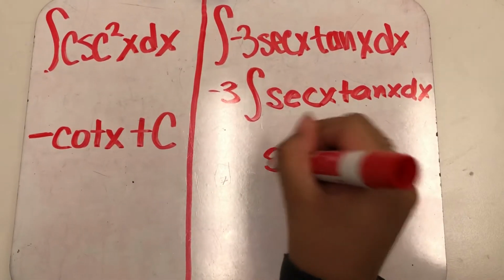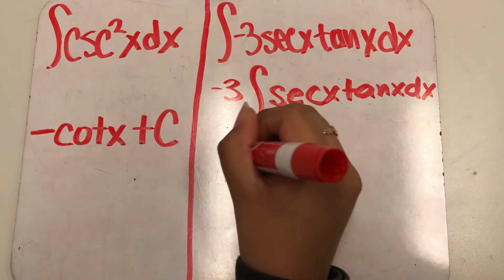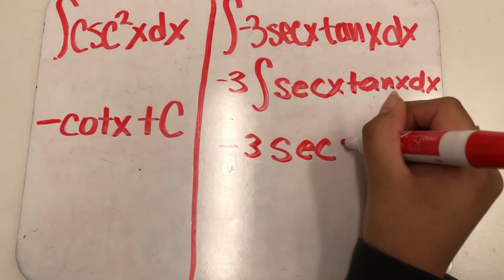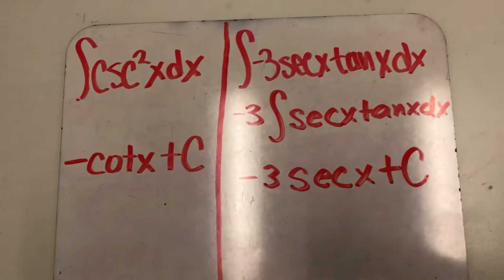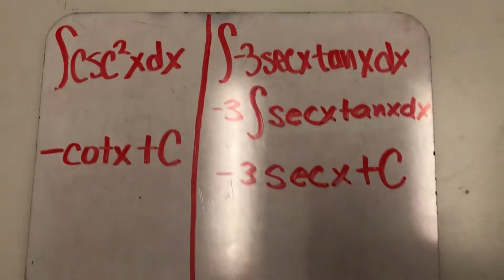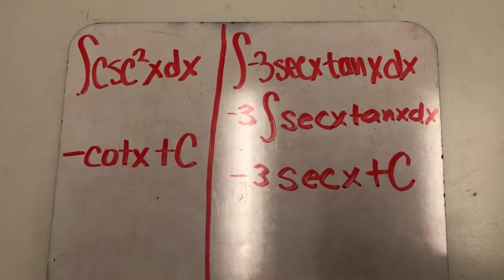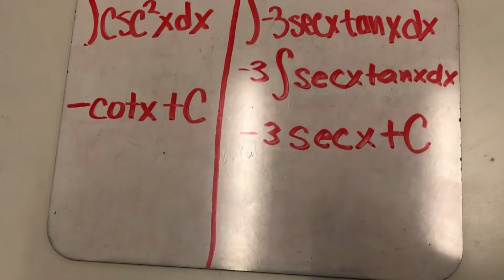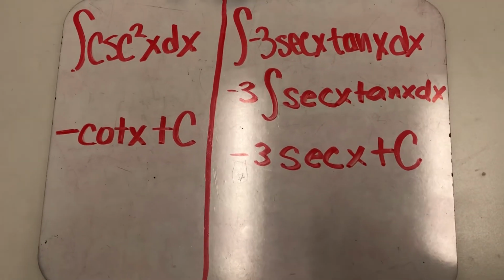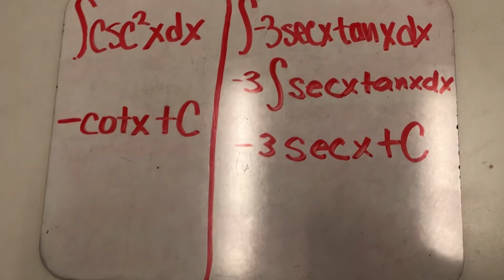So when we multiply it times -3, our final answer is -3 secant x plus c. And remember, we always have to keep our c's when they're indefinite because we don't really get to know our numbers, like between what two numbers we have to know.